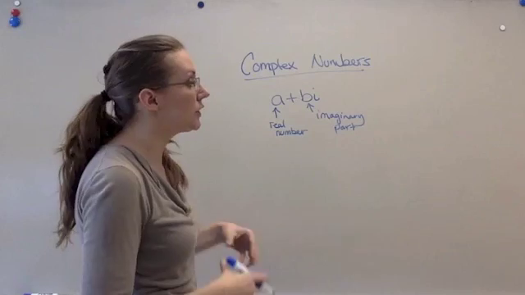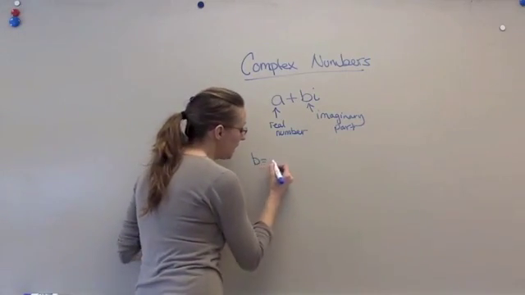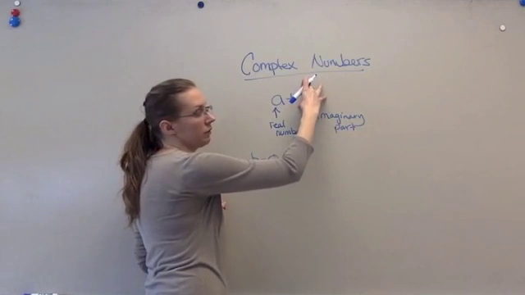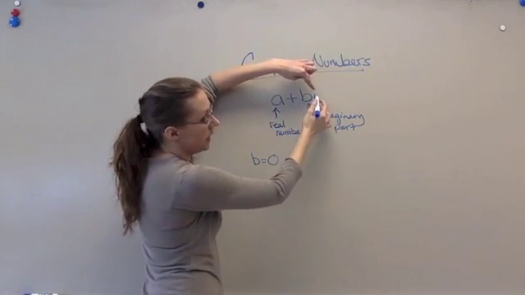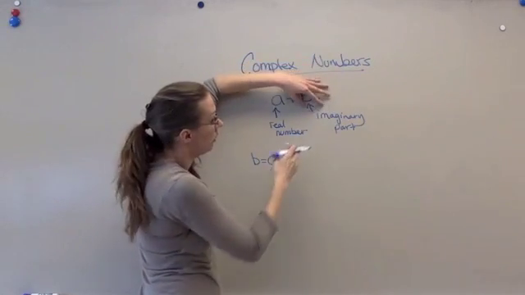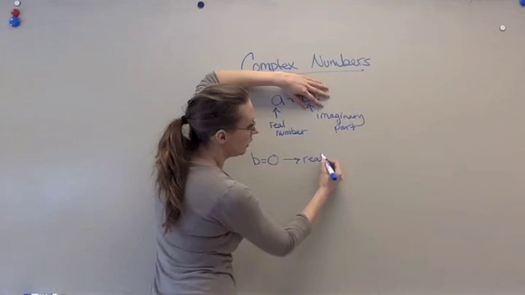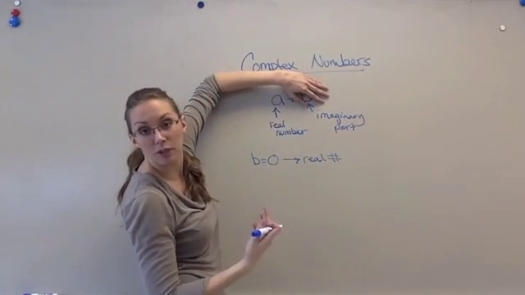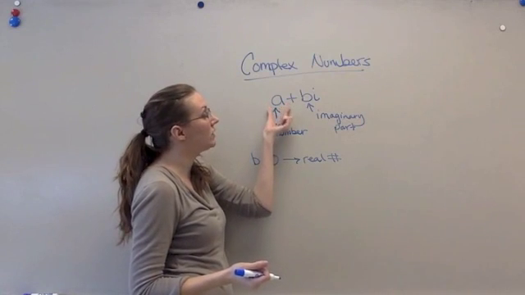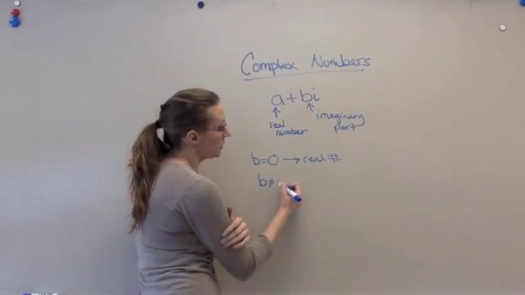Now looking at this, there's several outcomes that can happen. You can have a situation where your b equals 0. This chunk equals 0. So all we're left with, if that's gone, if our b times i is nothing, all we're left with is a. Your outcome is going to be a real number, okay? And this is what we've worked with in mathematics up to now, when all we have is this a term.